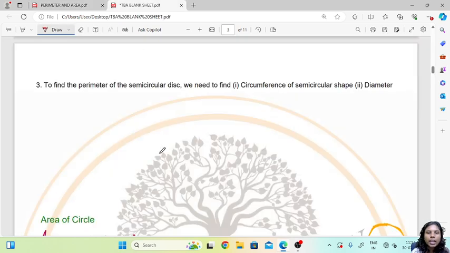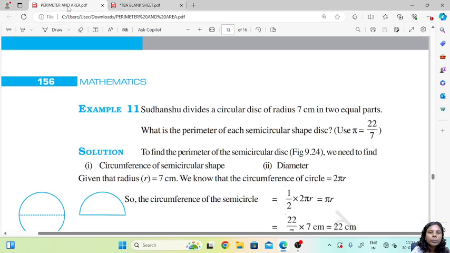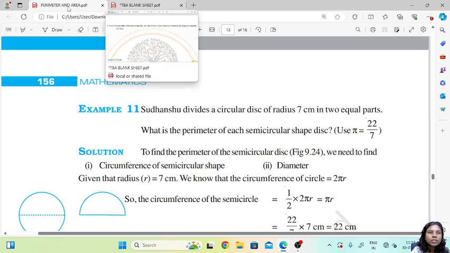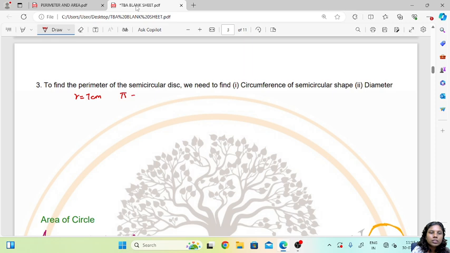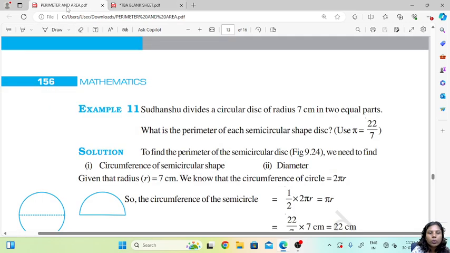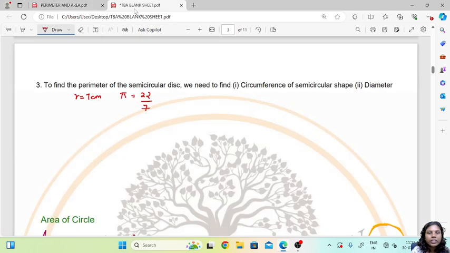So what do we know? That the radius is how much? 7 cm. And we have to find what? We have to find the perimeter of each semicircular disc. Pi value is 22/7, that has to be taken. Now to find perimeter, we need two things. First we have to find the circumference of a semicircular shape and then find its diameter. So let's start with finding the circumference of a semicircular shape.